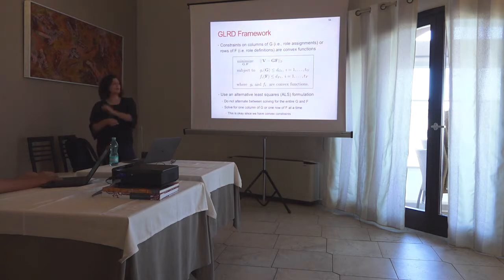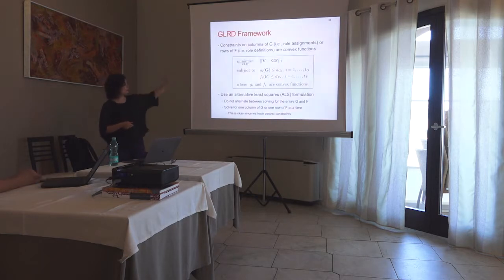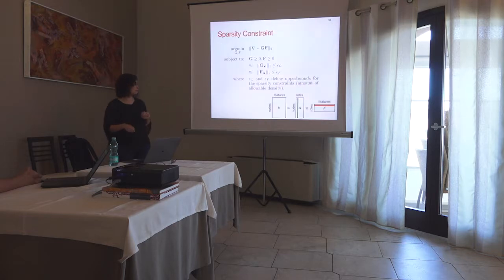The way that we do it is by adding convex constraints to either the columns of G, and these are the role assignments to the nodes, or the rows of F, which is where the roles are defined. And the actual optimization is just alternating least squares. And again, if you want to know more about the algorithm itself, come talk to me during the break.